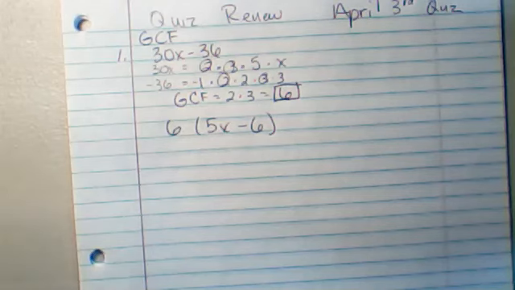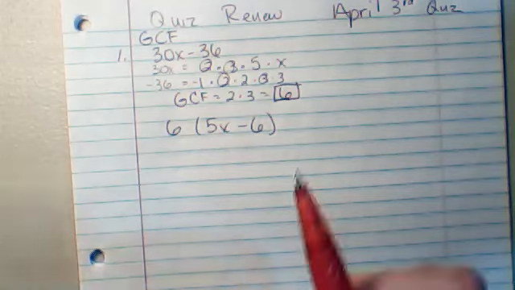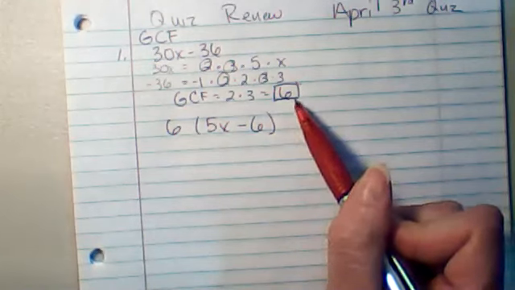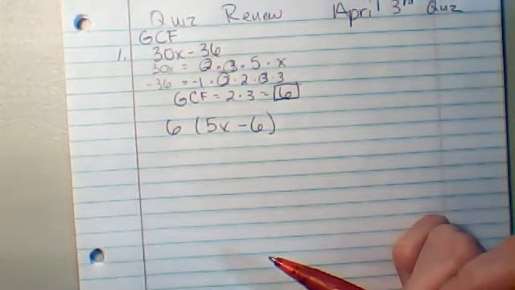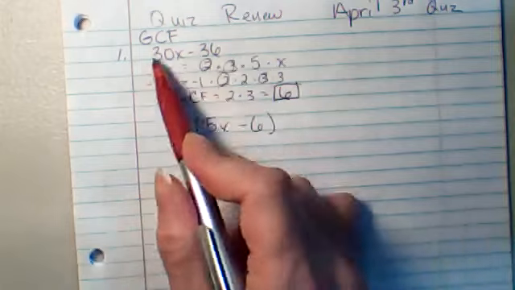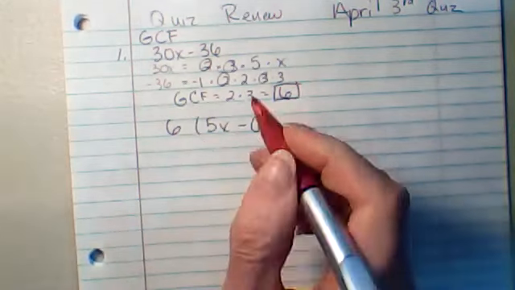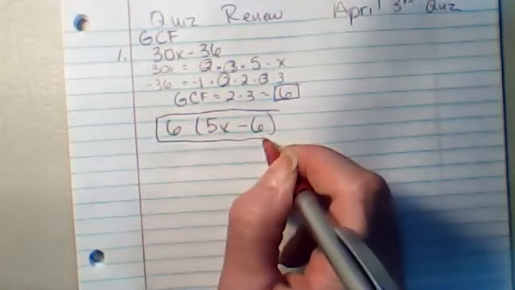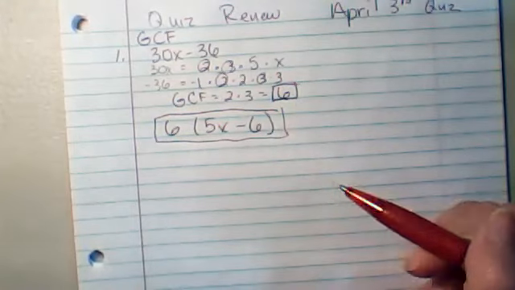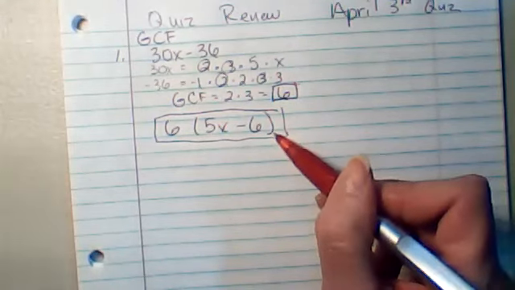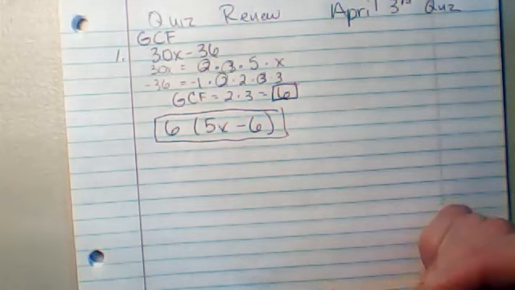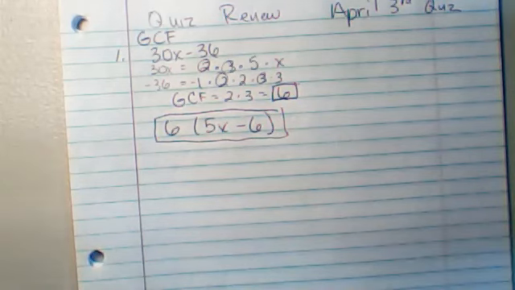Okay. So we just have to make sure you read the directions. If it's just asking for the GCF, my answer is going to be 6. If it asks me to factor this expression, then that would be my answer. So make sure you're paying attention to the directions. If it asks you to just find the GCF, it's that one. If it asks you to factor the expression, your answer would be there. Make sure you read those directions.